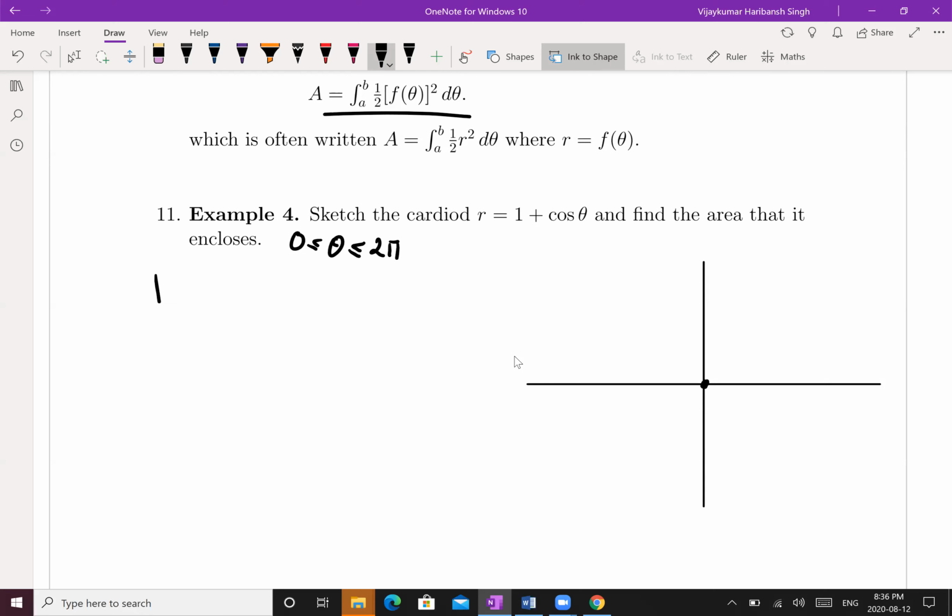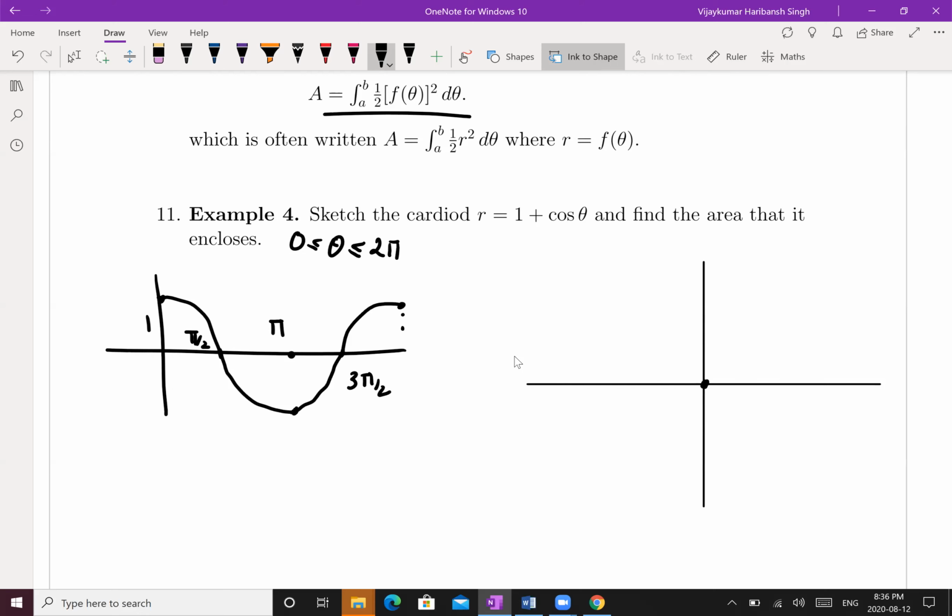When you want to draw cos theta, cos of 0 is 1, then cos of pi by 2 is 0, then it goes negative, becomes minus 1 at pi, then comes back to become 0 at 3 pi by 2, and then goes back up to become 1 at 2 pi. So this is how the cos graph looks. Now this will help us to draw the whole thing.